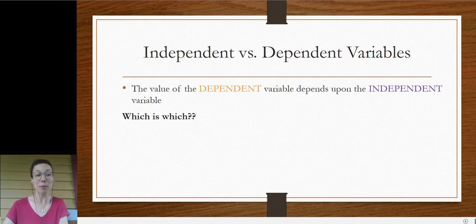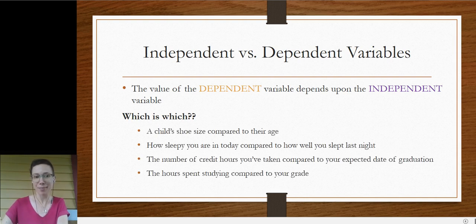So let's take a look at a couple examples, and I will pause after I read the examples. I'd like you to think about whether you know the answer. What do you think is the dependent variable? Which do you think is the independent variable? And why? Here are the examples we're going to look at. The first one: a child's shoe size compared to their age. If we're interested in taking a look at these two variables and how they interact, which one is dependent and which one is independent? Which do you think it is?